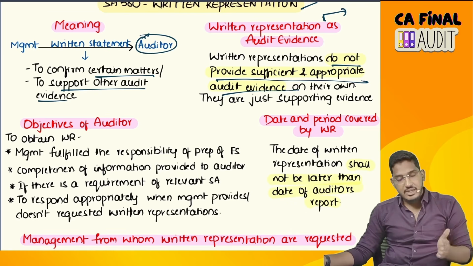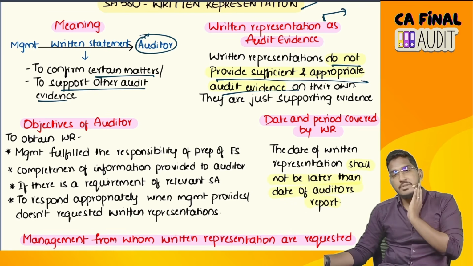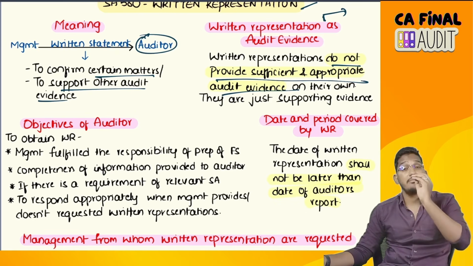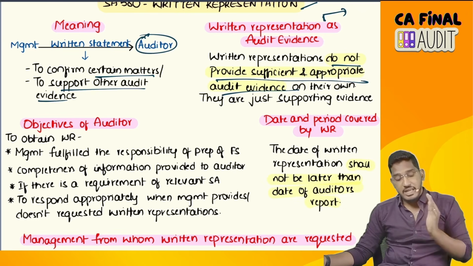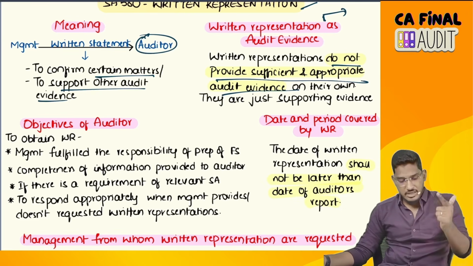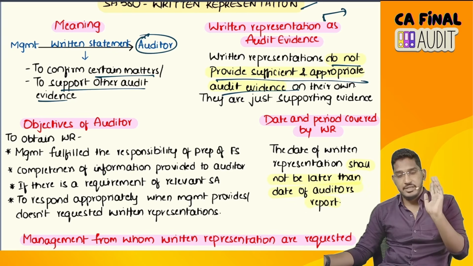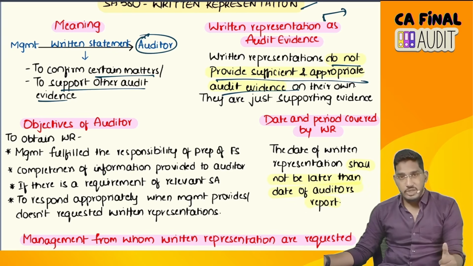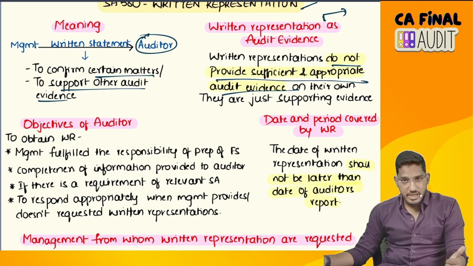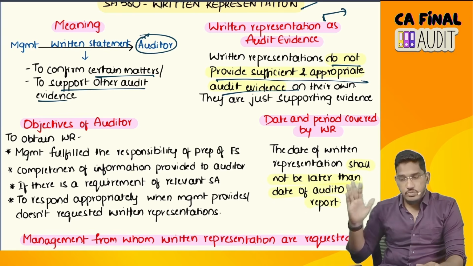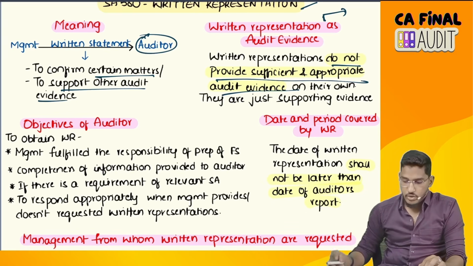Why? Because if the standard had told you to rely only on written representation, my work would become very easy. You cannot imagine how easy my work would become. Why? Because if I could use written representation only as audit evidence, I would go to the management, ask the management to give me written confirmation that they comply with the applicable financial reporting framework and the financial statements are free from material misstatements, and I would sign the audit report and come back. But that is not the case, right? So that's why written representations do not provide evidence on their own.